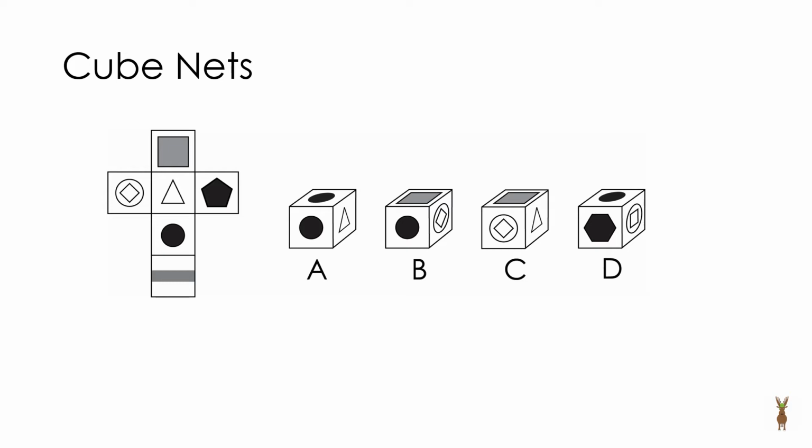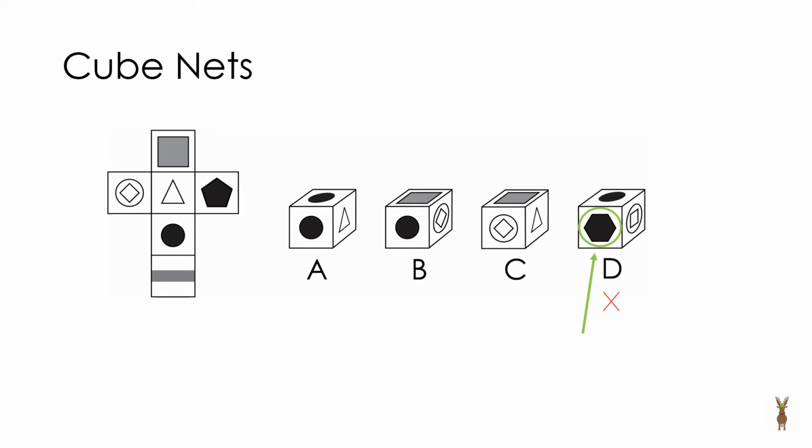There are 3 basic rules you can use before you start imagining how the net folds into the cube. Firstly, are there any shapes on the cube that aren't on the net? These options can be ruled out. Here we see option D contains a black hexagon, which isn't on the net, so option D can be ruled out.